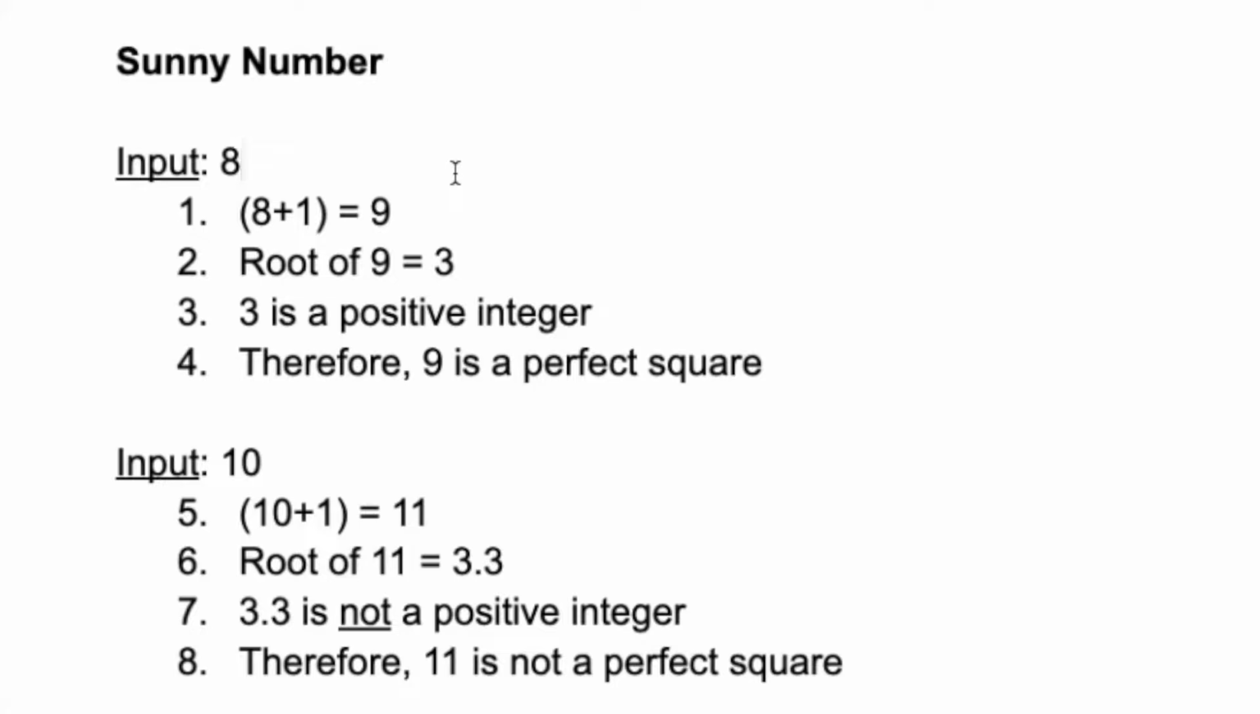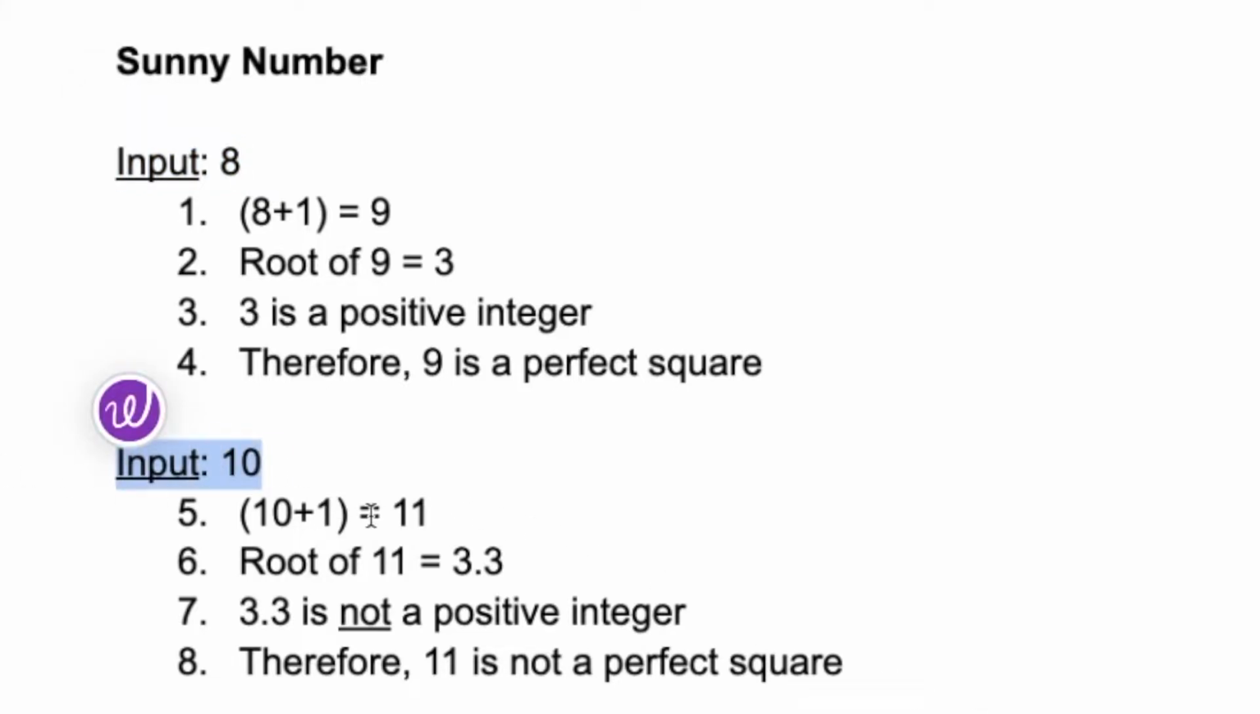So when the input is 8, 8 plus 1, which is the following number, is 9, and the root of 9 is 3, and you can see that 3 is a positive integer, which means that 9 is obviously a perfect square. So in this case, 8 is a sunny number. Let's move on to the next example.